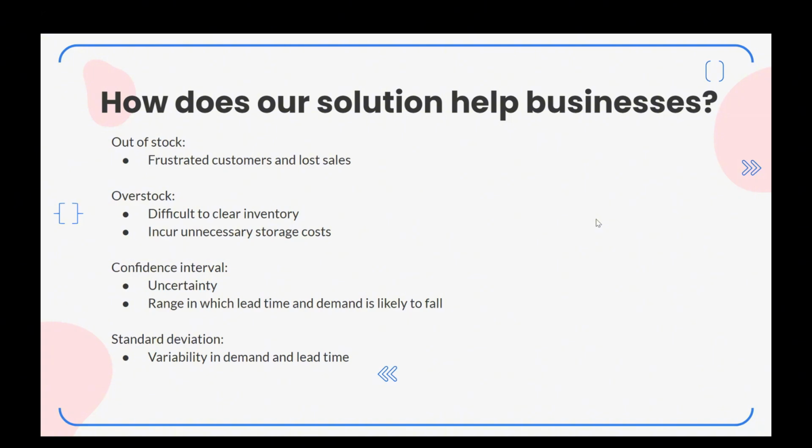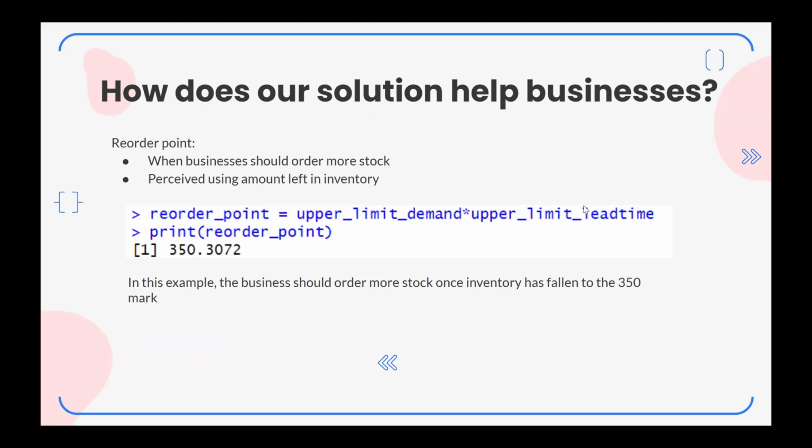Now that we understand the statistical foundations, let's talk about how businesses can interpret the reorder point, which is the value generated by the code after all the relevant variables are inputted. Using the dummy values that we have inputted into the code, the reorder point is 350.3072. This means that once inventory has been reduced to 350, the business should place an order. Therefore, they can meet the demand while waiting for new stock to come in, without having to worry about running out of the current stock.